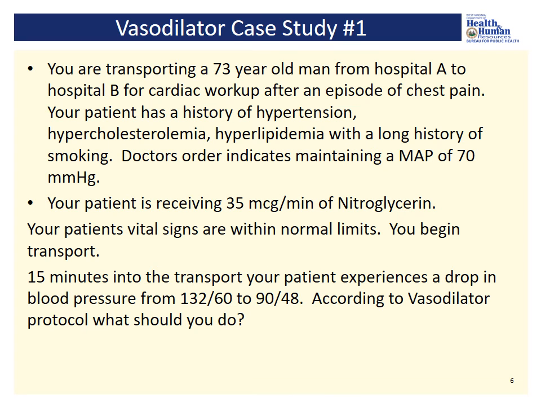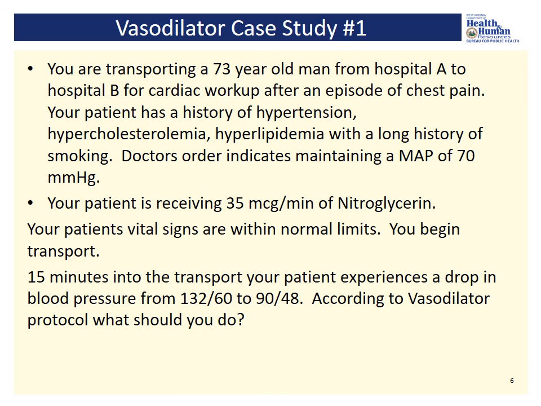Vasodilator case study number 1. You're transporting a 73-year-old man from Hospital A to Hospital B for cardiac workup after an episode of chest pain. Your patient has a history of hypertension, hypercholesterolemia, hyperlipidemia with a long history of smoking. Doctor's orders indicate maintaining a MAP of 70. Your patient is receiving 35 micrograms a minute of nitroglycerin.